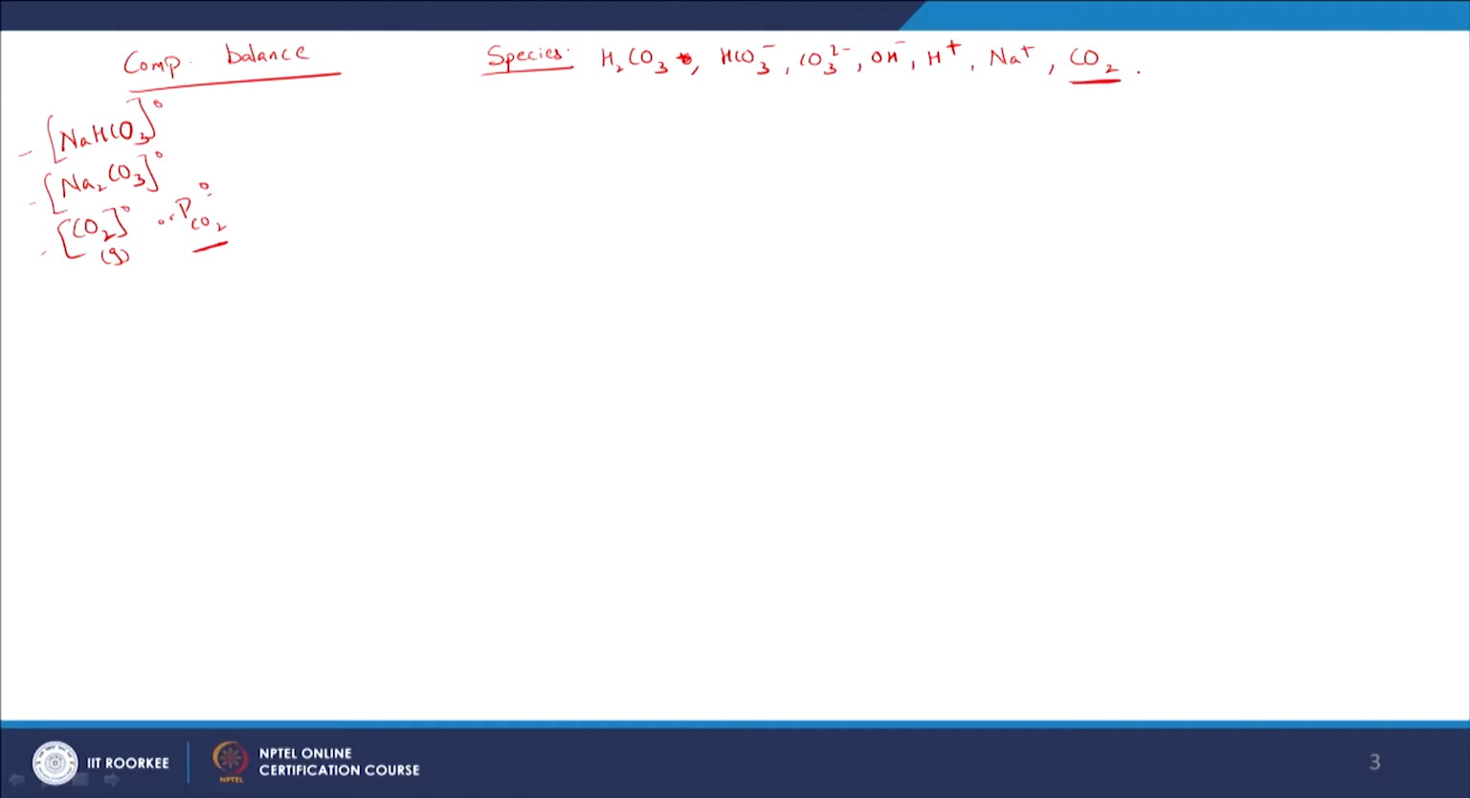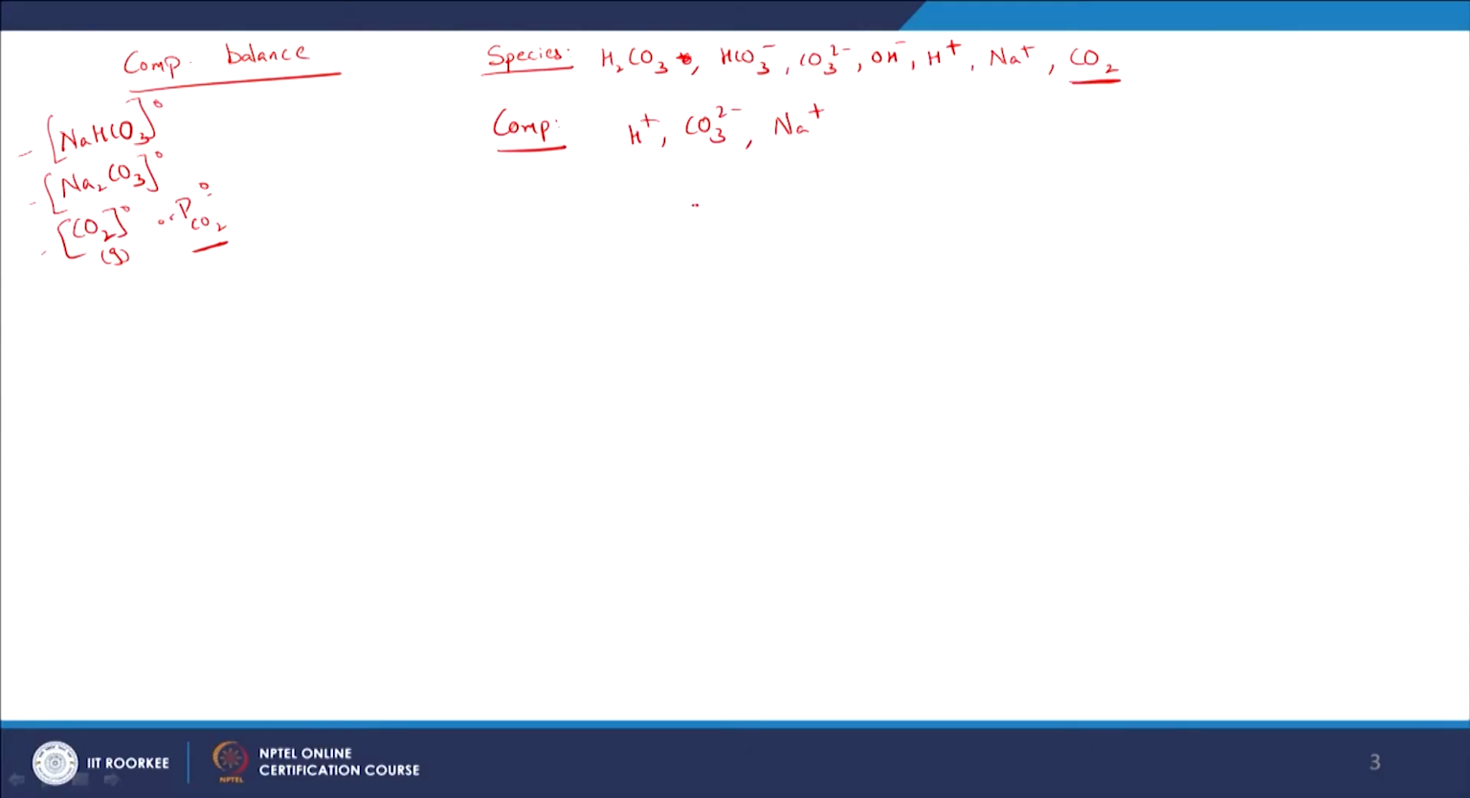But obviously now this is an open system, and we are going to have a new species, carbon dioxide in the gaseous phase, that is going to be in equilibrium with your H2CO3. So now we are going to list carbon dioxide, the one in the gaseous phase. This is your new species here. And again components: we are going to choose H plus and CO3 2 minus and Na plus, and see if we can form all our species with these 3 components.